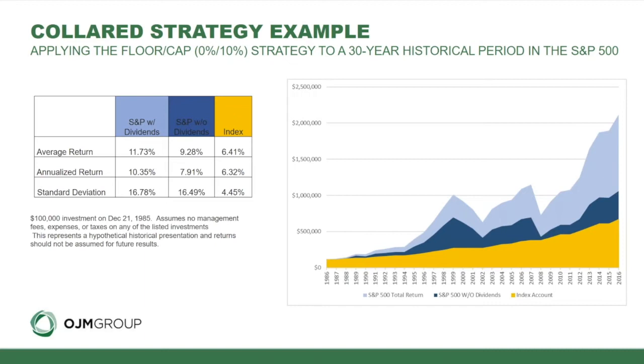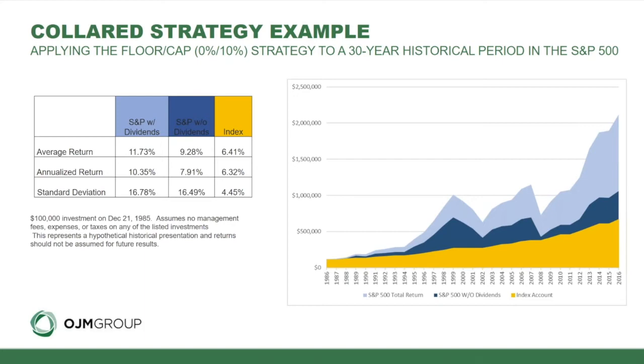So what does that mean? That means that to get the S&P with dividend return of 11.73%, you're going to take 4 times more risk than you would with an indexing strategy to earn a 6.41% crediting rate. So you're taking 4 times the amount of risk for really about a 4%, 5% increase in return in this particular strategy. So that's an important thing to know.